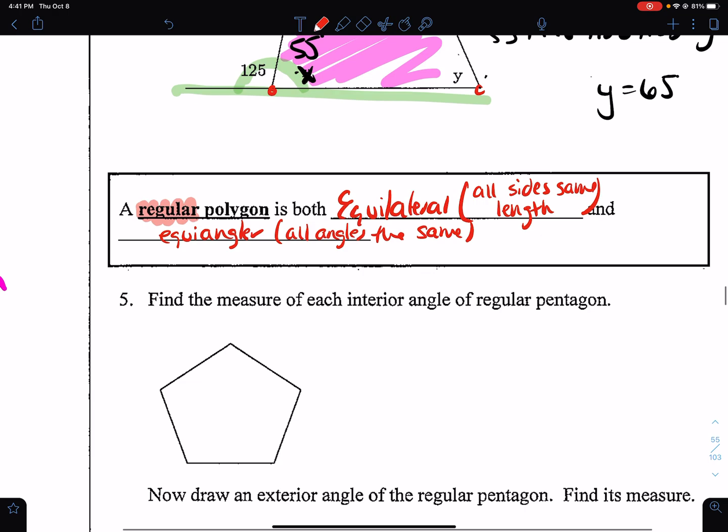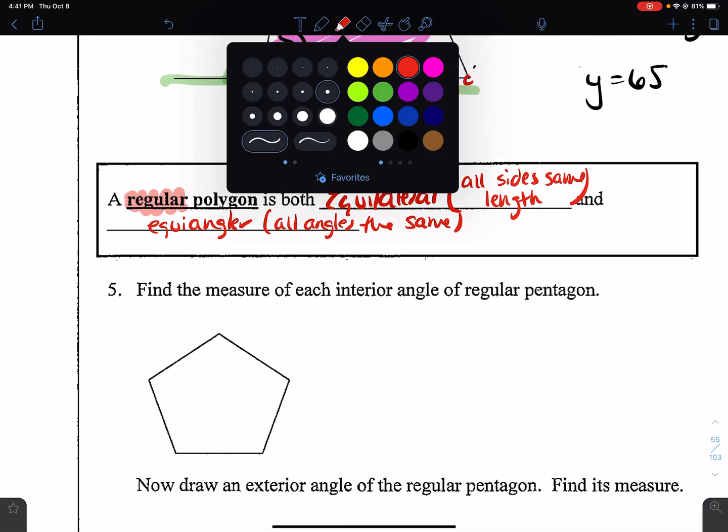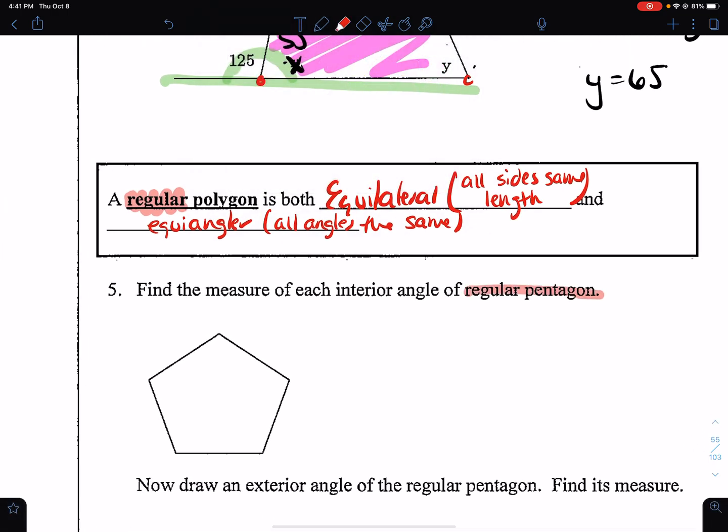So the way that we would use that, that's just a special type of polygon. If we were told that this was a regular pentagon, what we would know then is this side is the same as that side, which is the same as that side, which is the same as that side, which is the same as that side. But we would also know that all of the angle measures are the same. That's what I'm labeling them there.